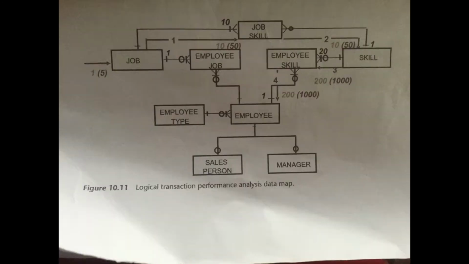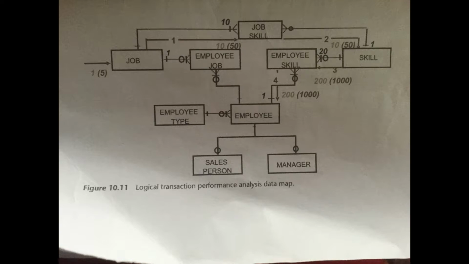For each job, first identify all the job skills required by that job. For each of these skills, next identify each employee who has the relevant skills and determine each employee's name. The resolution of this query requires a number of logical accesses to the data map that is shown in figure 10.11. Each logical access will be calculated in the following pages as physical input-output accesses.